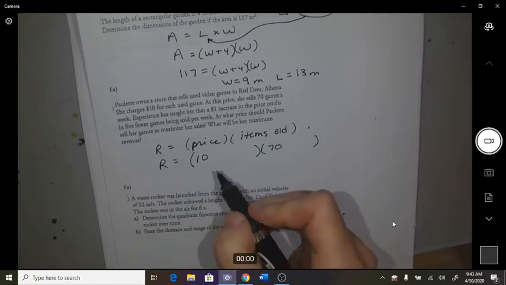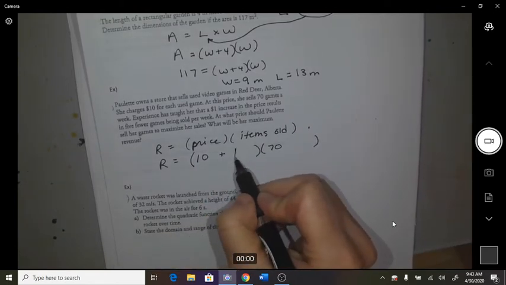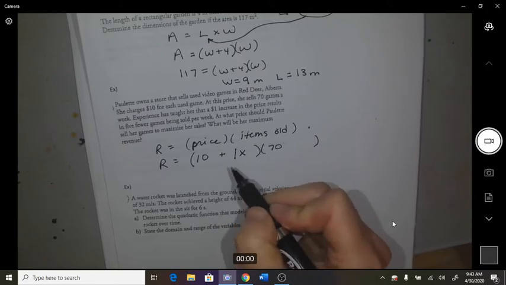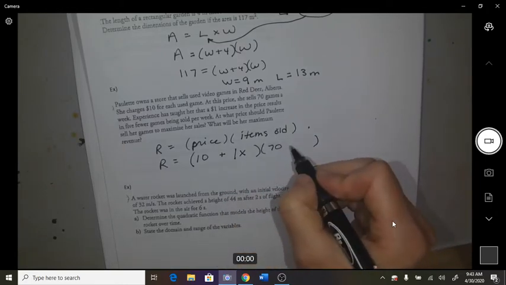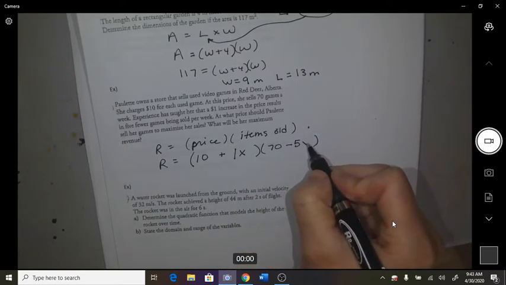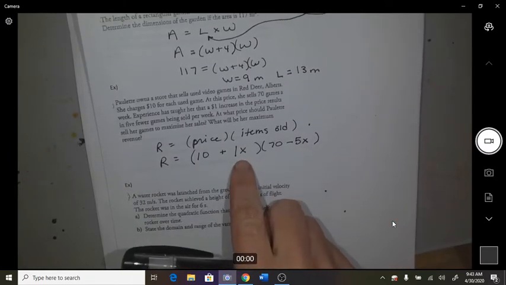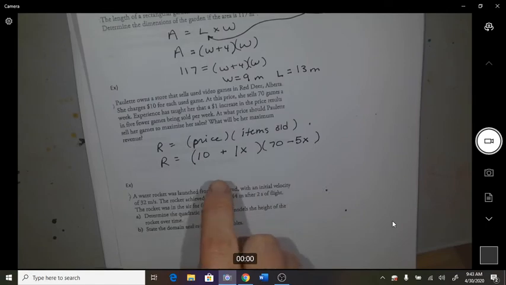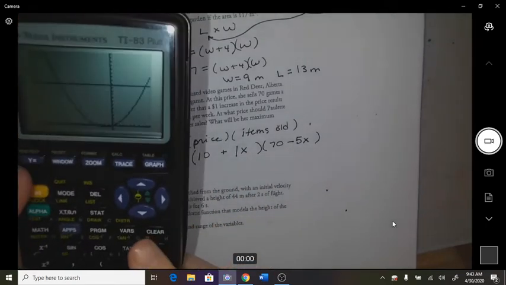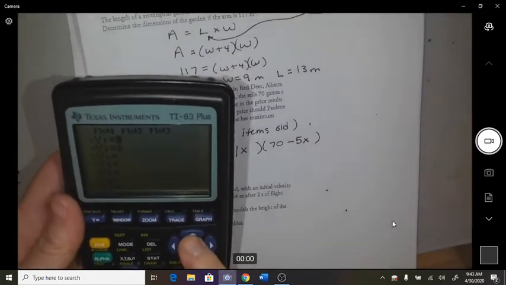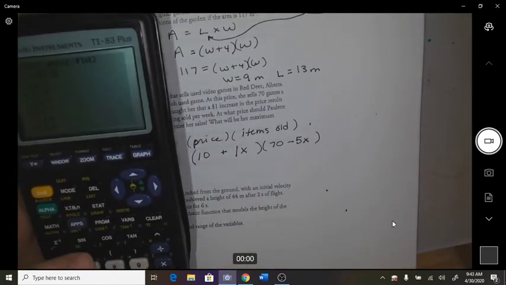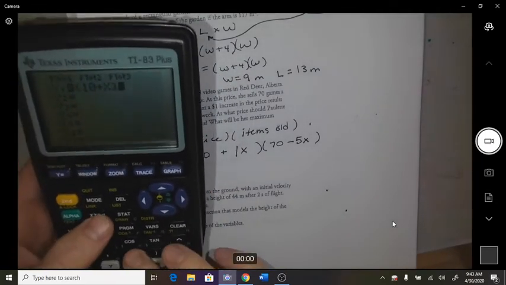Okay, so now this price though, if we increase it by $1, but we don't know how many increases we'll do, then this goes down by 5. So if this goes up by 1, this goes down by 5. If this goes up 2, this goes down 10. Okay, we need the x there because we don't know. So what we're going to do is go to our calculator now. We don't even need to FOIL it. Our calculator does that kind of work for us.